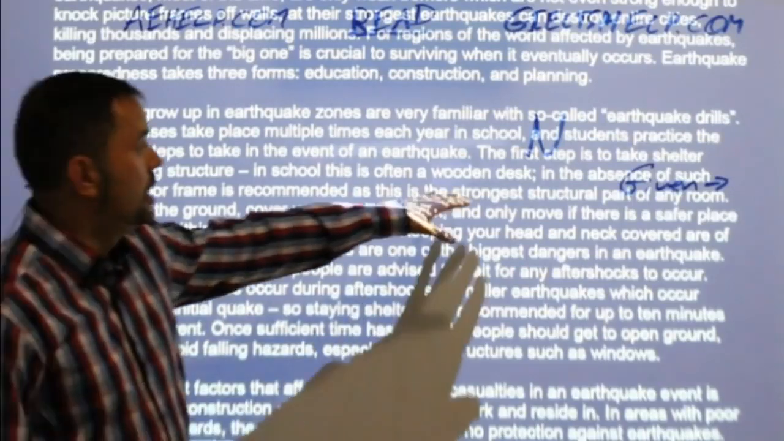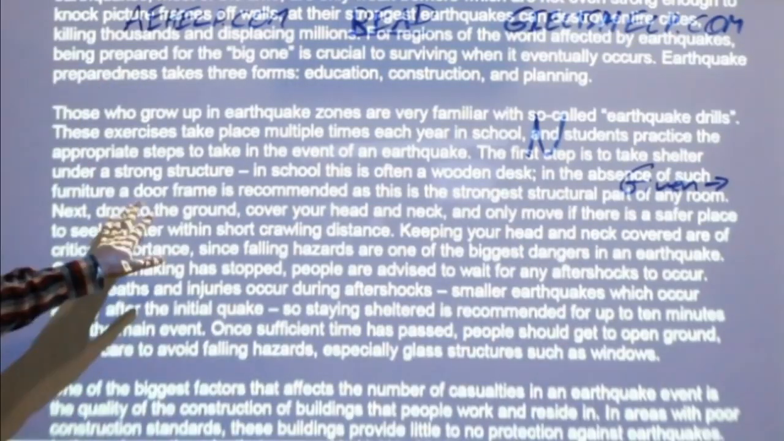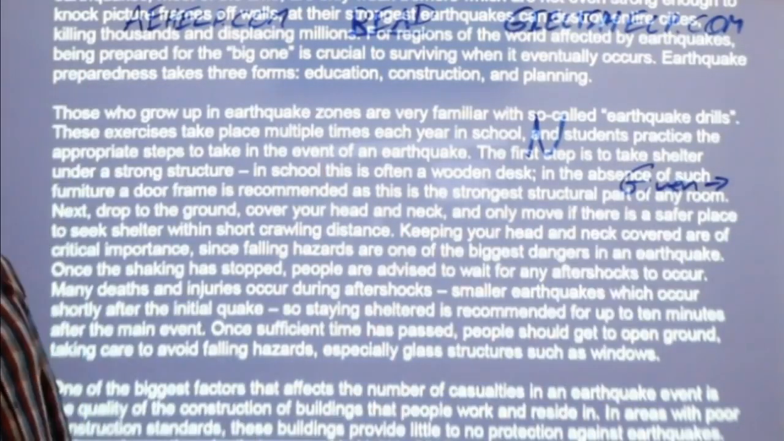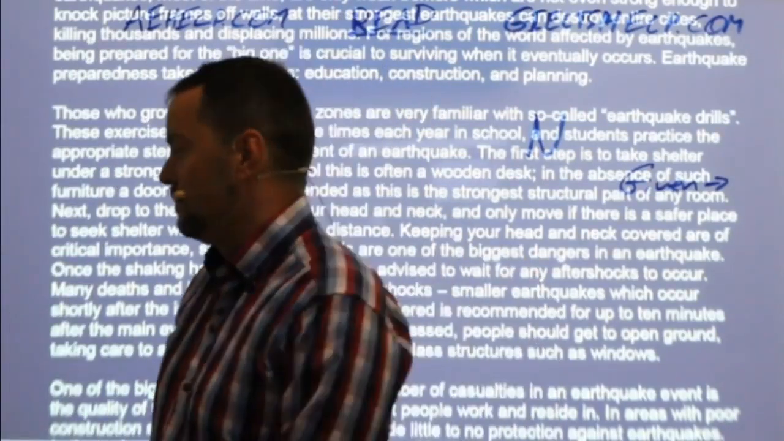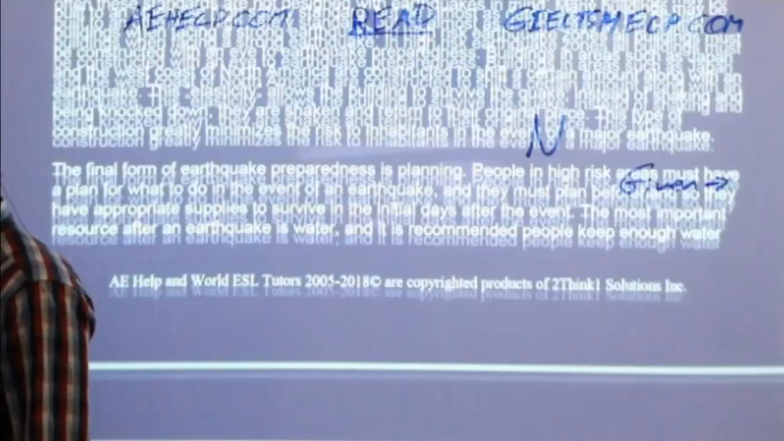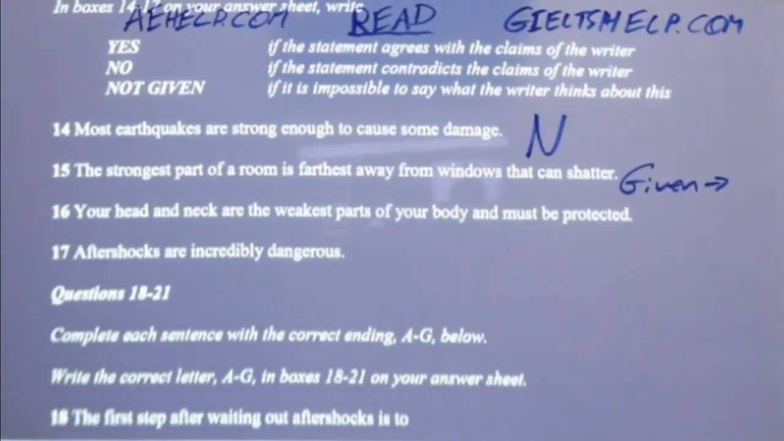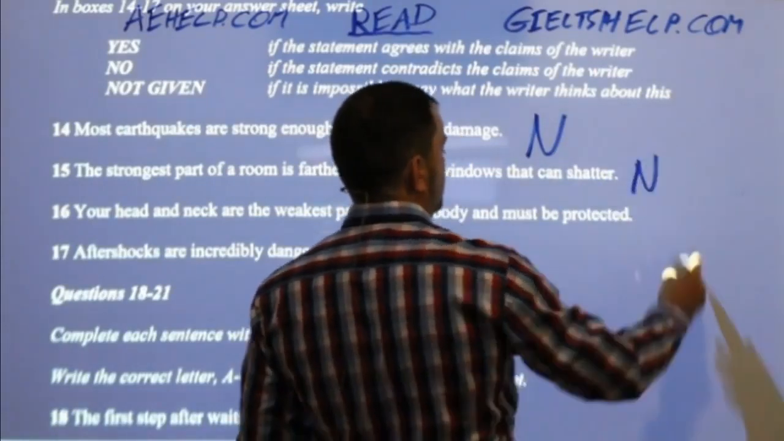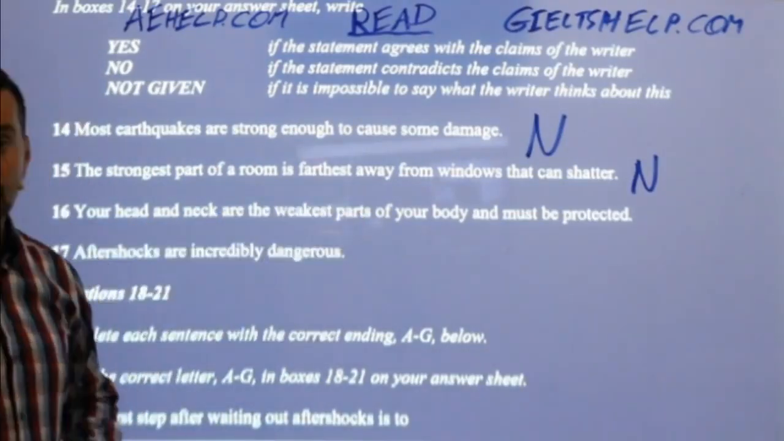So here we go. Take shelter in a school under a strong structure. This is a wooden desk. In the absence, furniture or a door frame is recommended, as this is the strongest structural part of any room. There you go. It's a door frame. Is a door frame the furthest away from windows? I don't know, but the author doesn't say it's the windows. So in this case, the answer has to be no. Okay? No, because the author says the strongest part of the room is the door frame. The author doesn't say it's the part that's furthest away from the windows.